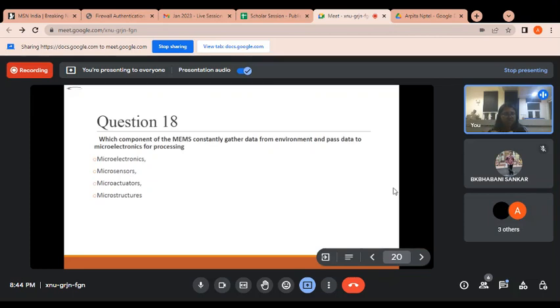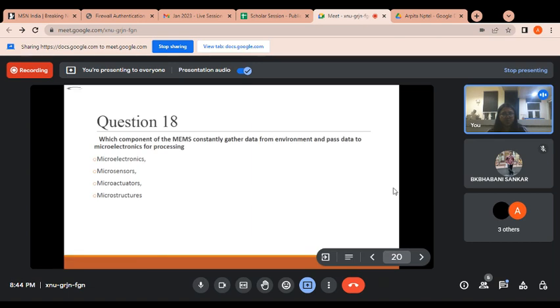What is happening for the sensor? It is converting some physical phenomena or physical signal into some electrical, mechanical or optical signal. So for the microsensor, it takes the data from the environment, gathers the data and passes it to the microelectronics. The microelectronics is the brain. So the microsensor gathers the data from the environment and passes the data to the microelectronics for processing, right?